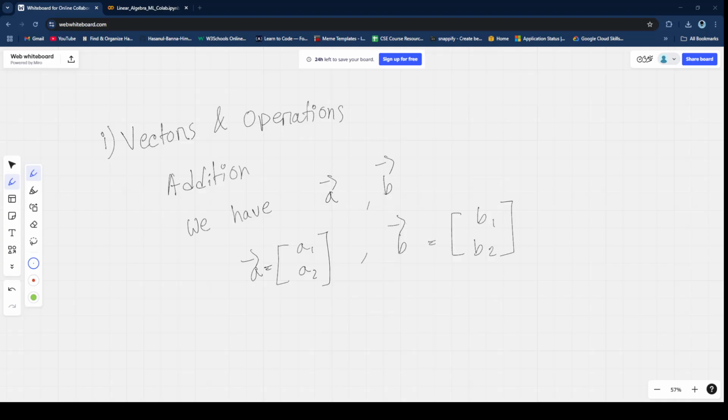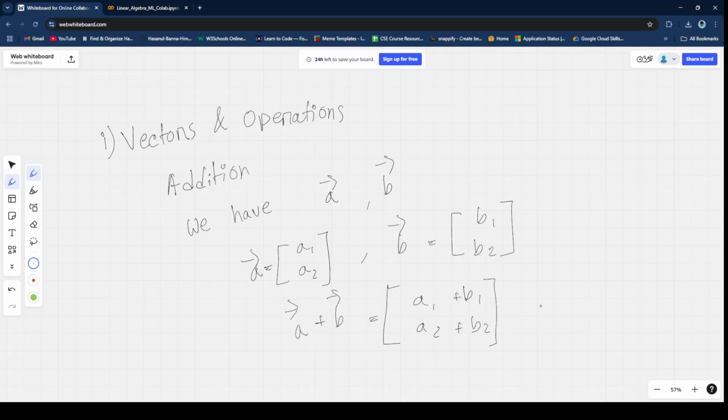Now if we want to add these two, it works like this: our first vector's first element will be added with our second vector's first element, and our first vector's second element will be added with our second vector's second element. So the A vector plus the B vector will be A1 plus B1 and A2 plus B2.